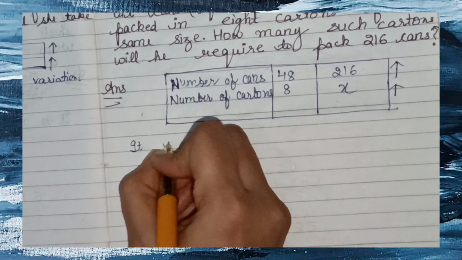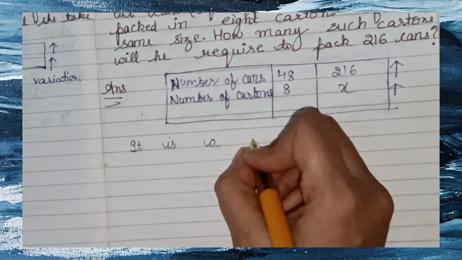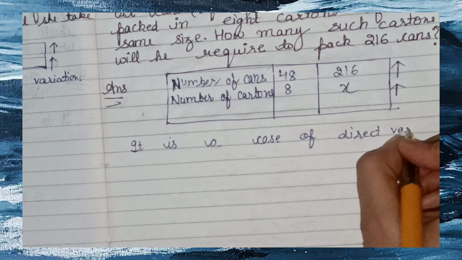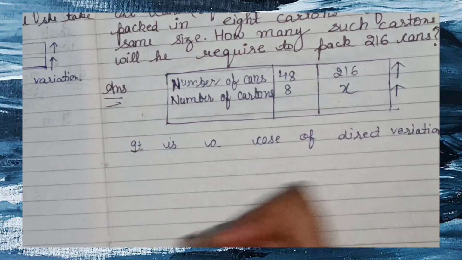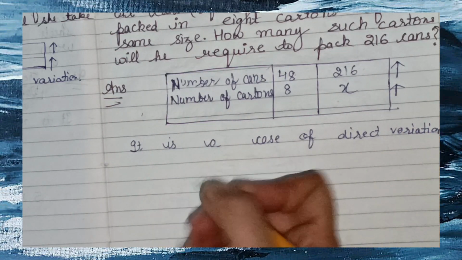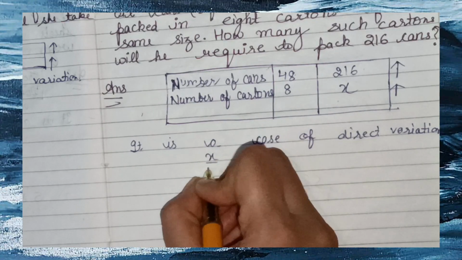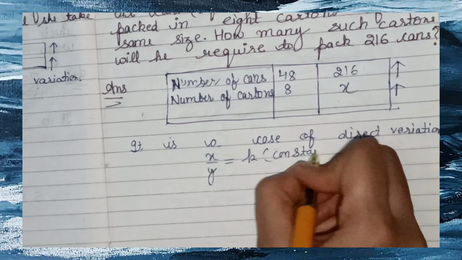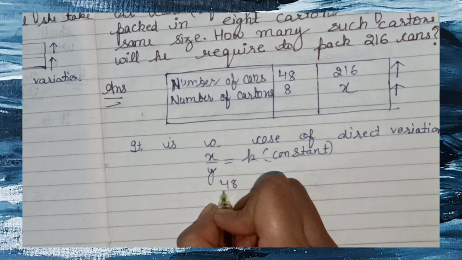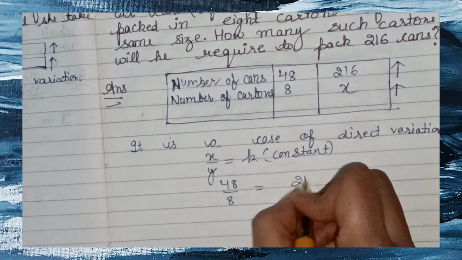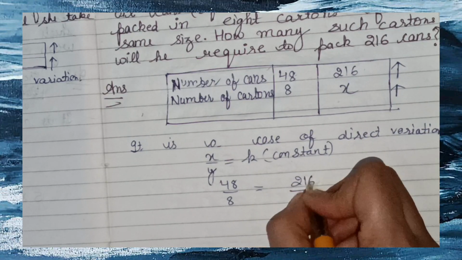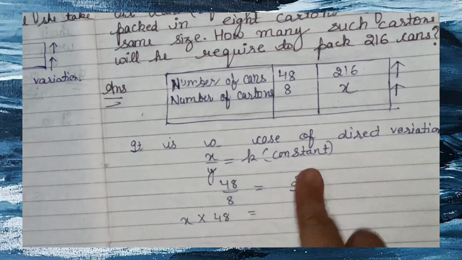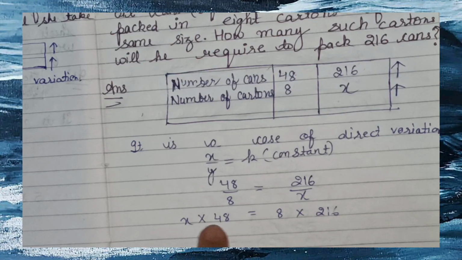So it is a case of direct variation, and we know the formula of direct variation: x upon y is equal to k, a constant. So from here I write 48 upon 8 is equal to 216 upon x. Now by cross multiplying, x multiplied by 48 is equal to 8 multiplied by 216. From here we calculate the value of x.